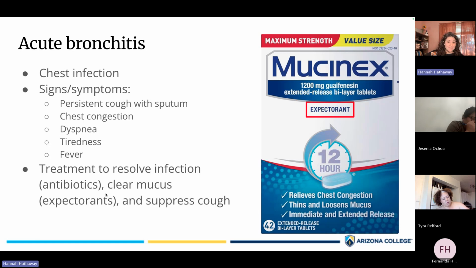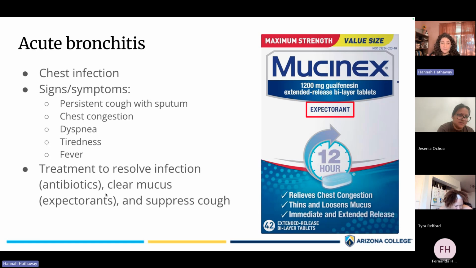Very different than acute bronchitis. We've all probably had acute bronchitis. This is essentially a chest cold or a chest infection. Bronchitis involves your bronchioles. So acute bronchitis is inflammation and infection in the lungs. For signs and symptoms, just think of having a chest cold.